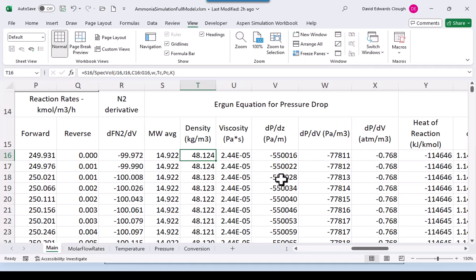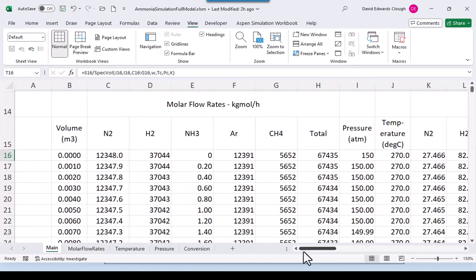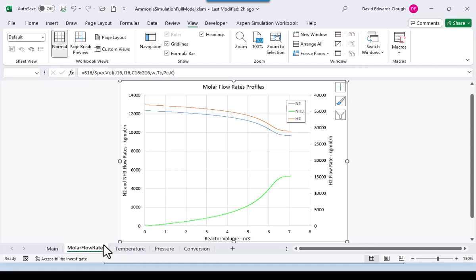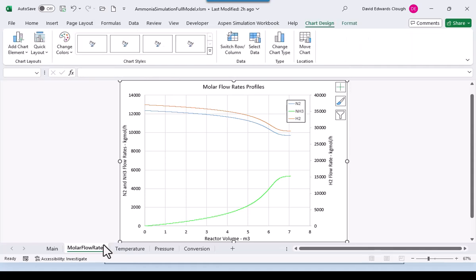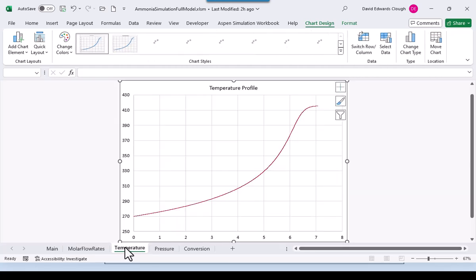Now, having done all that, solving it all the way down, again, 7,000 rows deep, we can plot the molar flow rates just as before, and they're a little bit different than the ones that we did with the simplified model, not dramatically. We have a temperature profile as before. It's a little bit lower than the other one.